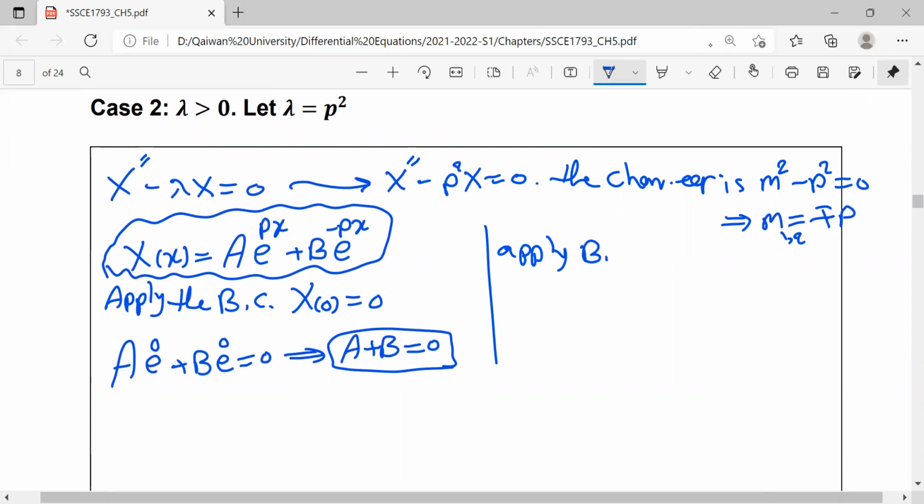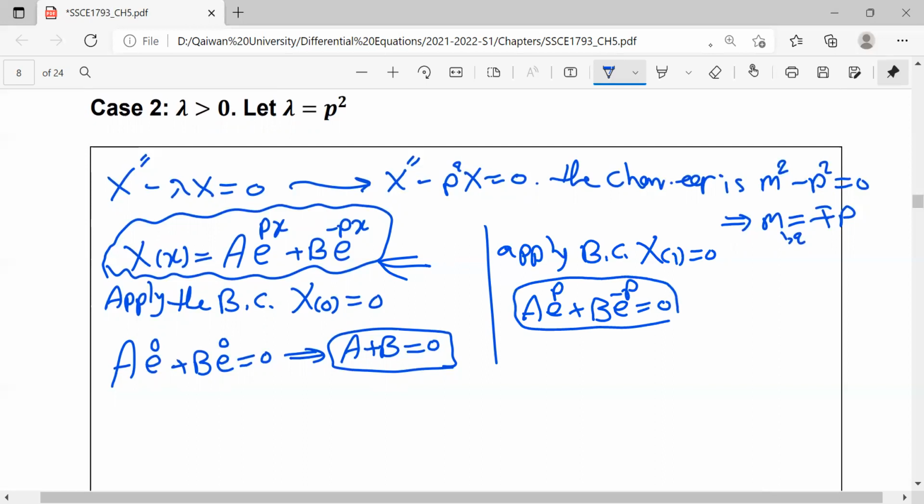Apply the boundary condition. X of 1 is 0. If x of 1 is to be 0, in this solution we replace x by 1 and equal it to 0. We say it is a e to the power p plus b e to the power minus p equals 0. We now have these two equations, this and this one.